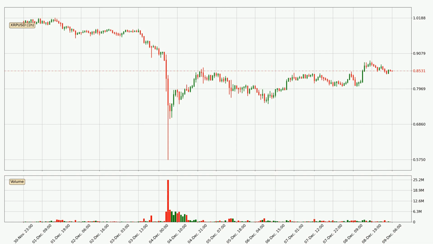Looking at the Ripple hourly time frame, the price went up by around 3.2% in the last 24 hours, with a current price of 85.3 cents. But the volume wasn't very high, so the move wasn't very strong.